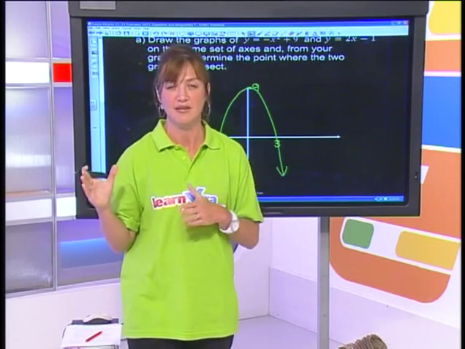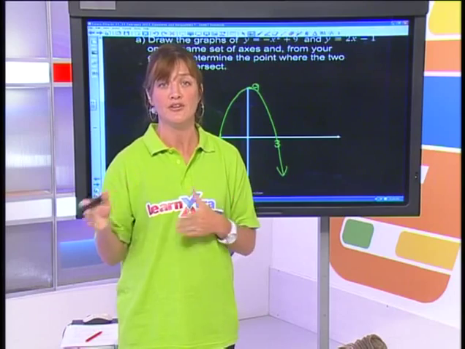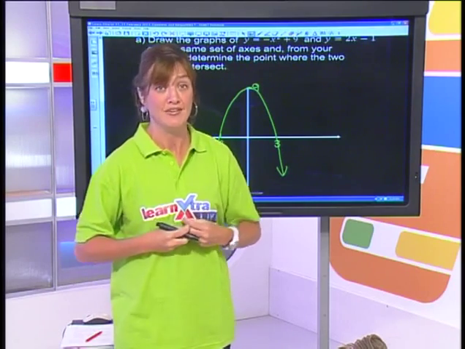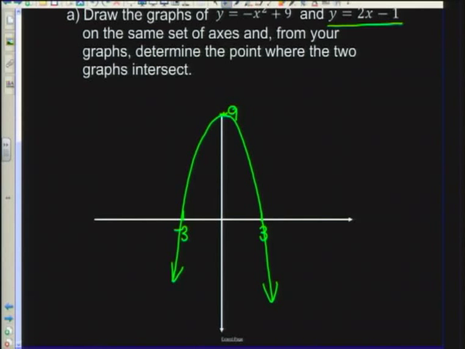Okay, it's not exact measurements at this point. And if you're asked to do it, obviously the more accurate your measurements, the more accurate your answer is going to be. The straight line graph of y is equal to 2x minus 1. Okay, so that's going to have a y-intercept of negative 1, and a gradient of 2.